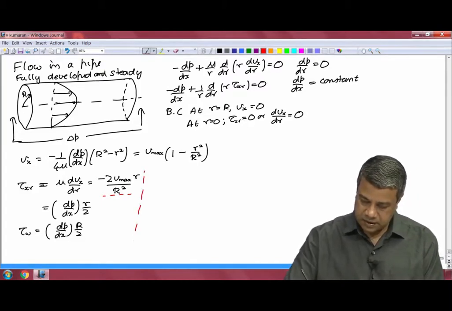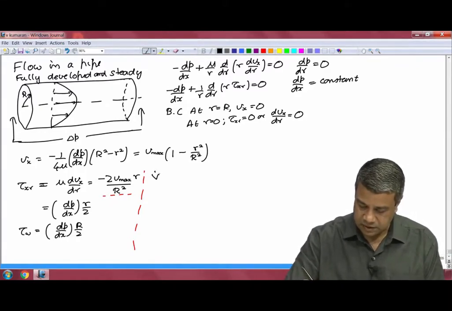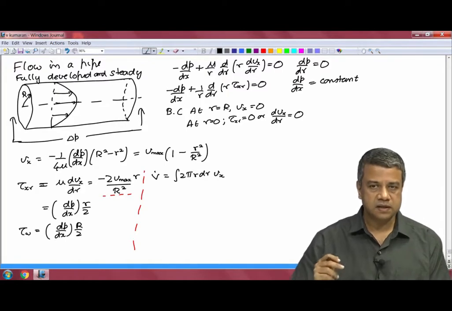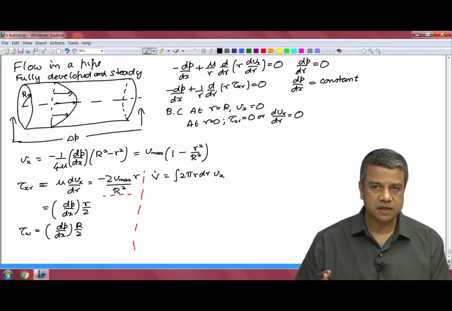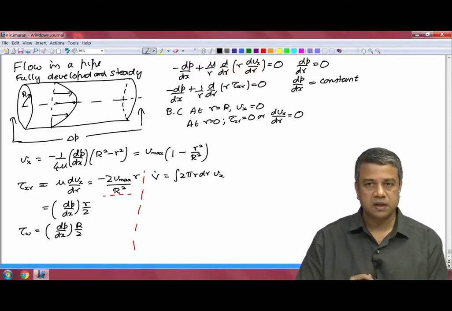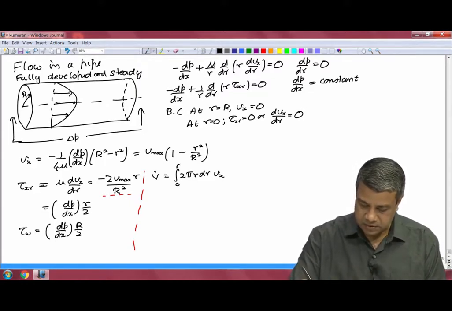Apart from this, we had calculated the flow rate. We had calculated the flow rate V dot is equal to integral 2 pi r dr times Vx. 2 pi r dr is the differential cross sectional area times the velocity gives you the volumetric flow rate, the volume transported across that cross section per unit time. This is integrated from 0 to r.